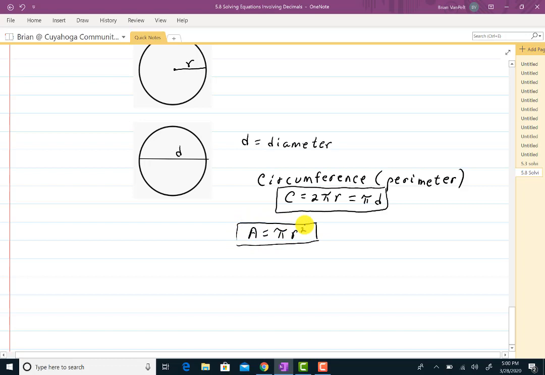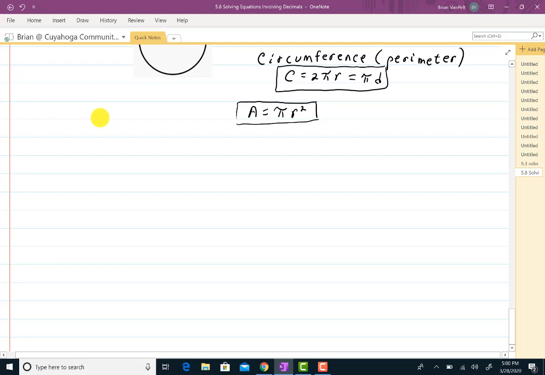So we're going to do a couple of examples illustrating these formulas. So let's start with an example. What I'm going to do is find a few items exactly and approximately. You'll see what I mean in a minute. Find the diameter, circumference, and area.